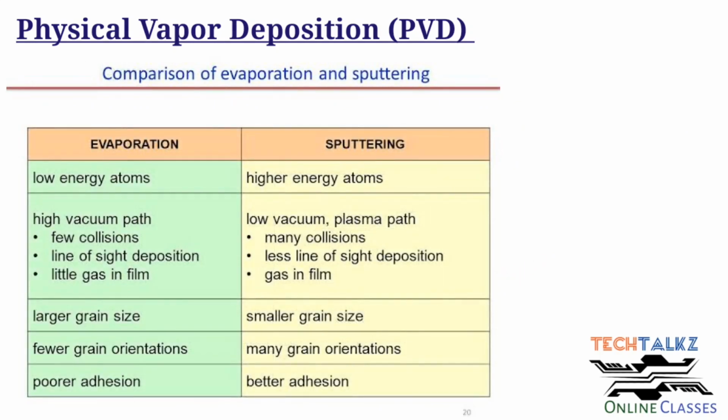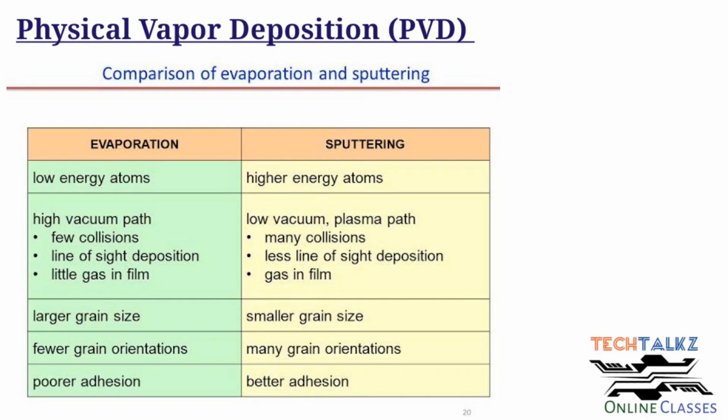Now we can compare the evaporation and sputtering process. Generally, the sputtering process is carried out at high pressure in order to maintain ionization and deposition. So in sputtering, there will be a series of collisions. Comparatively, the sputtering technique will produce smooth and thin films.